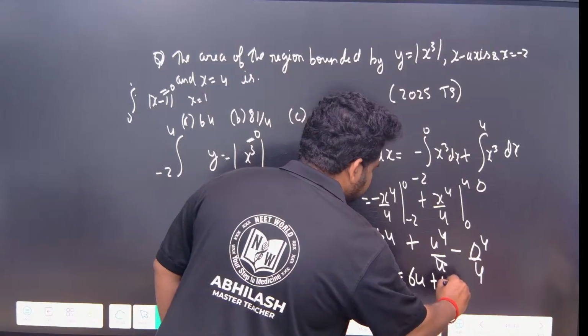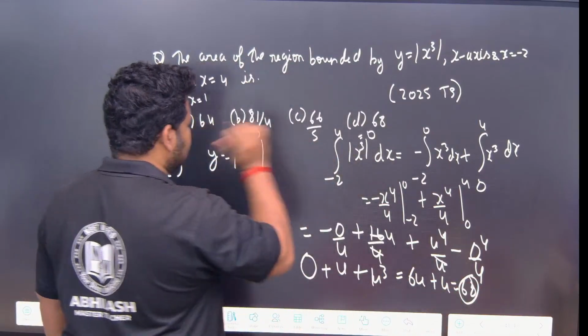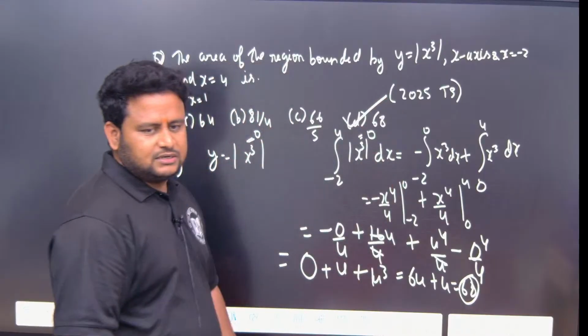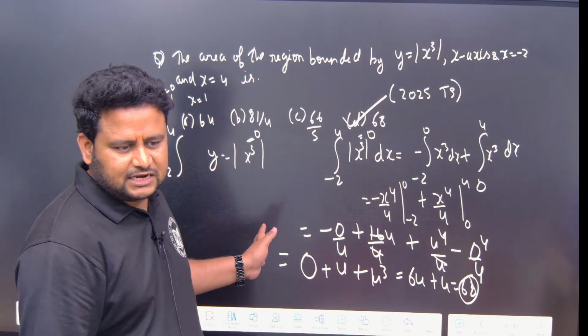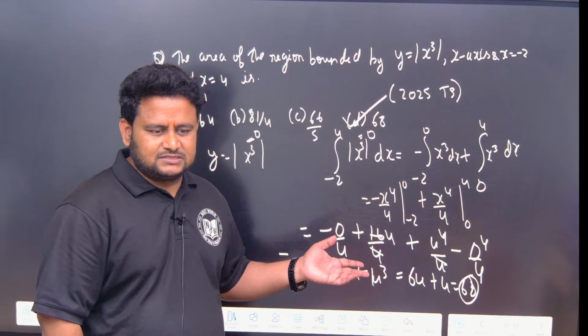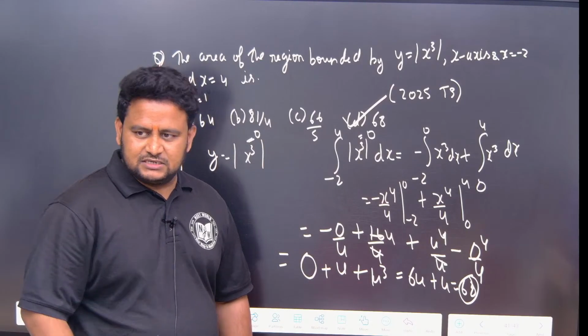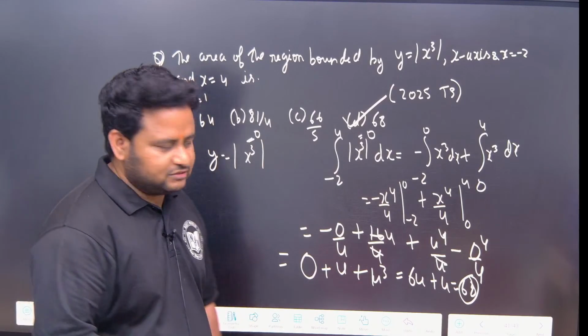So 4 cube is 64, and this is 4. The answer will be 68. The answer is 68, which is option D. Understood? Very simple, correct? This is the property, second or third property: integral from a to b of f of x dx is equal to integral from a to c of f of x dx plus integral from c to b of f of x dx. That is what we are using.